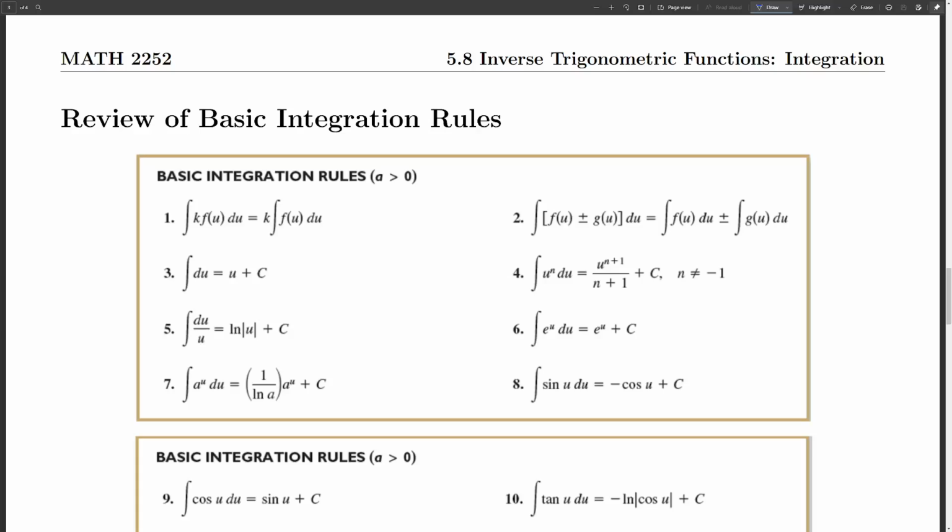So in this video, I will briefly talk about some of the integration rules we have so far, and then I'll go over 3 examples.